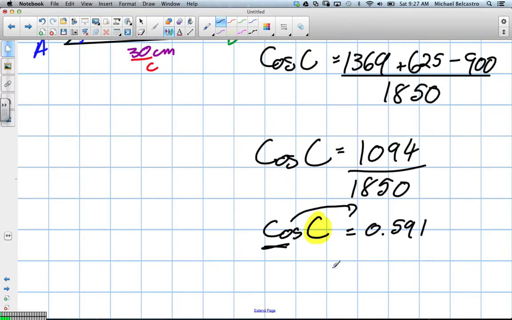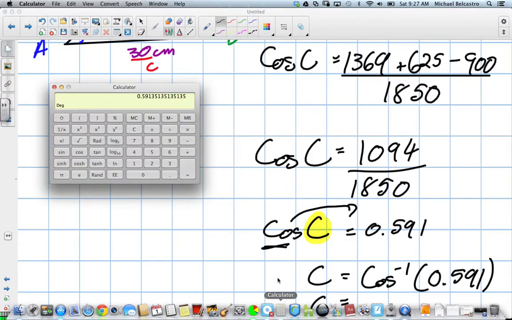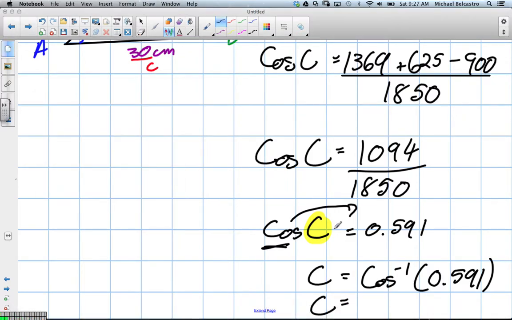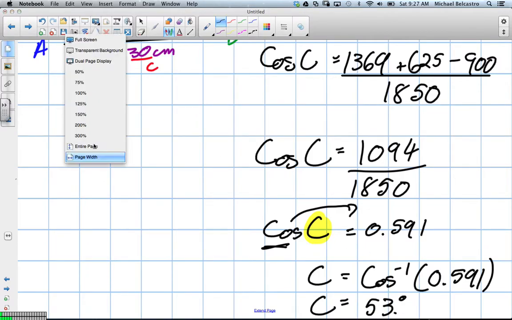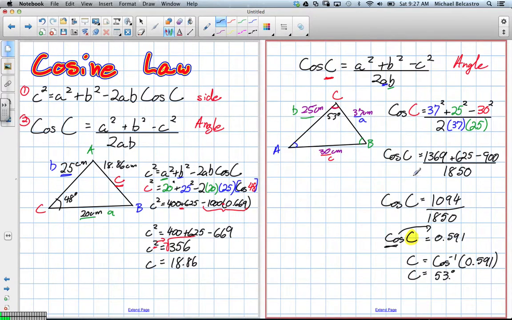We have to do the cos inverse when we bring it over. So C becomes equal to cos inverse of 0.591. Okay, so C will equal 53 degrees. So that means that our angle C was 53 degrees. So we just went over finding a side and an angle using cosine law there. Okay, so we did both.